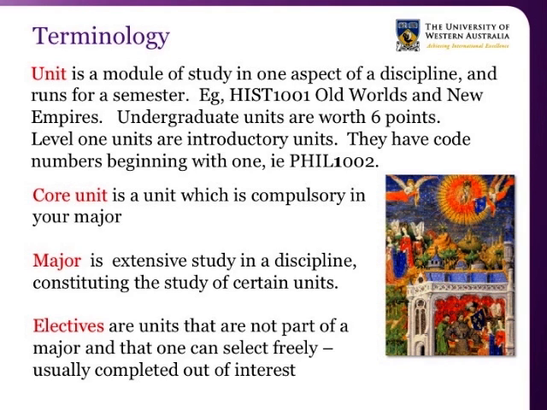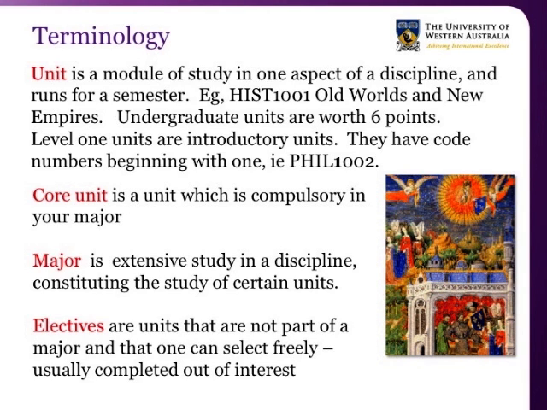In undergraduate courses, units are available in Level 1, Level 2 and Level 3. Level 1 units are introductory units, Level 2 units are intermediate level, and Level 3 units are advanced. And they all have code numbers. For example, Level 1 units have code numbers beginning with a 1, so PHIL, P-H-I-L, 1002.